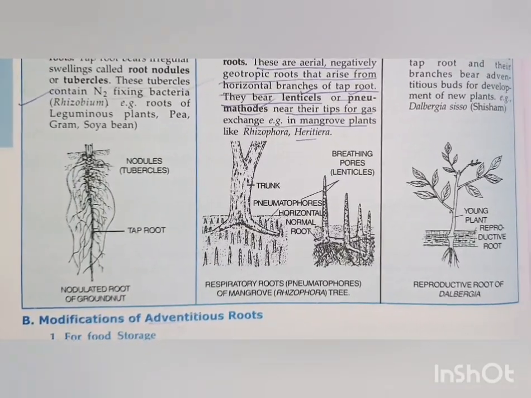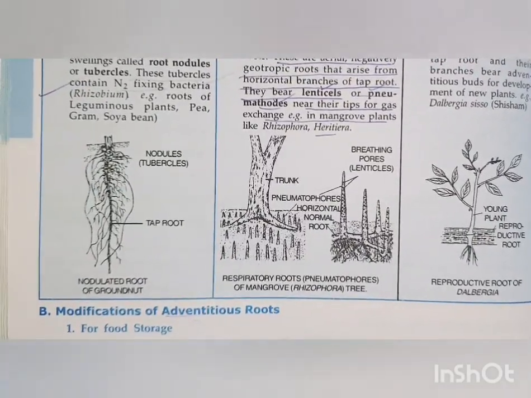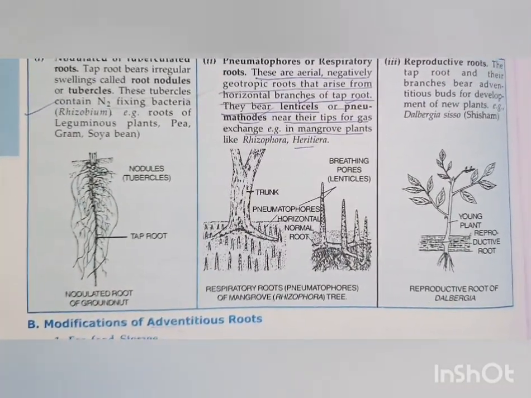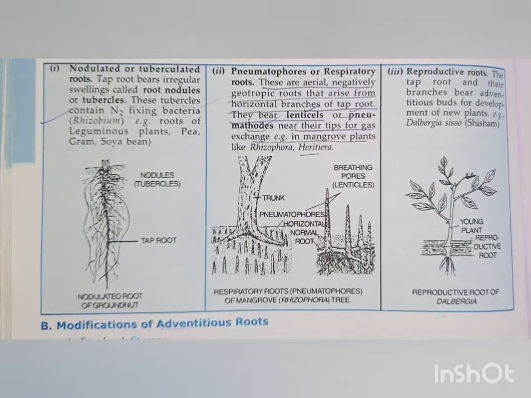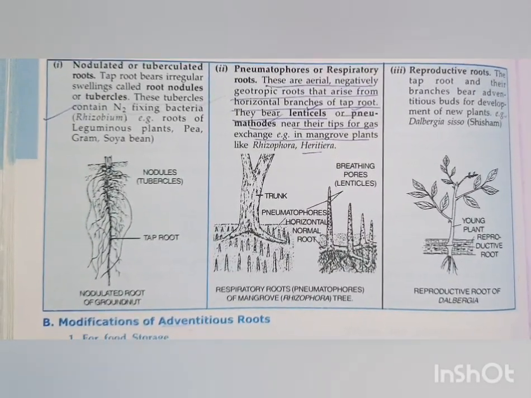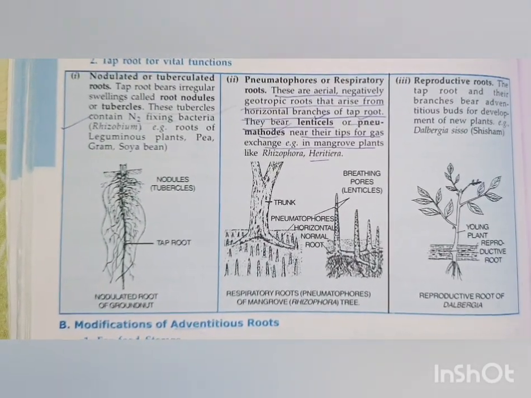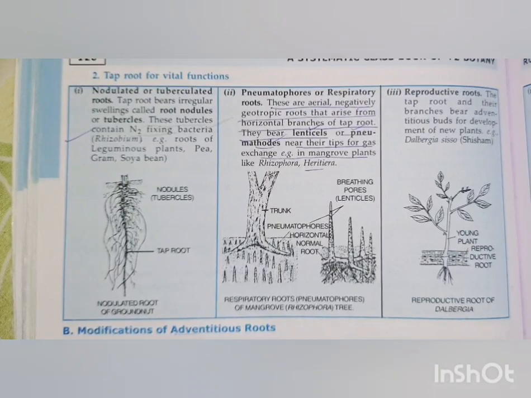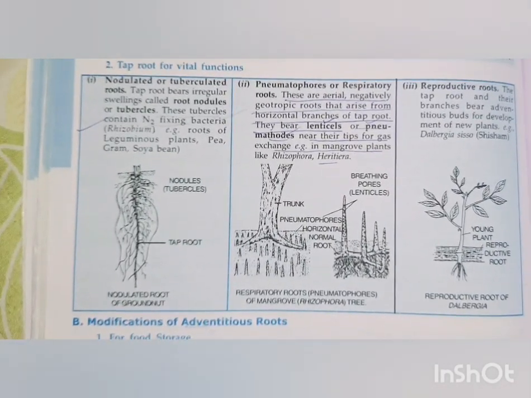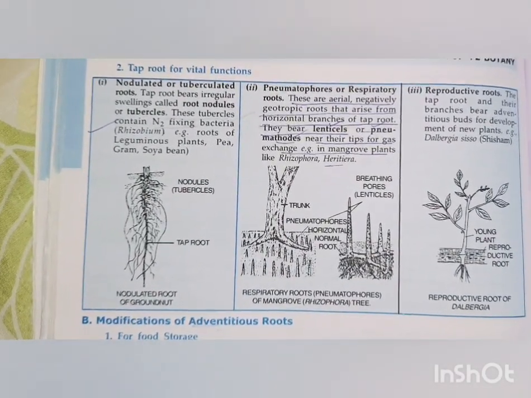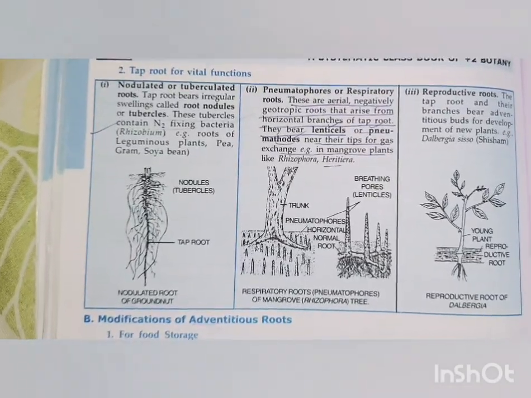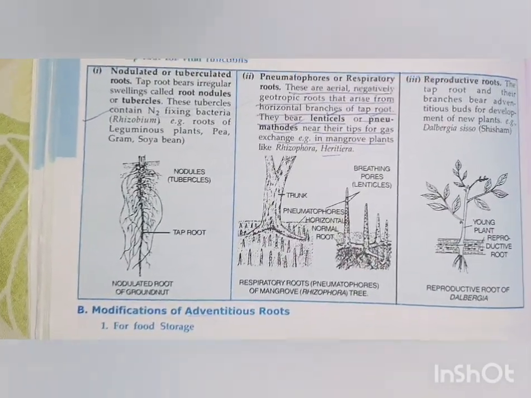Then tap root for vital function. The first one is nodulated root. In some roots, specifically in the roots of leguminous plants, there are nodules, and inside those nodules, nitrogen fixing bacteria are present by symbiotic association. This type of root is found in pea, gram and soybean.